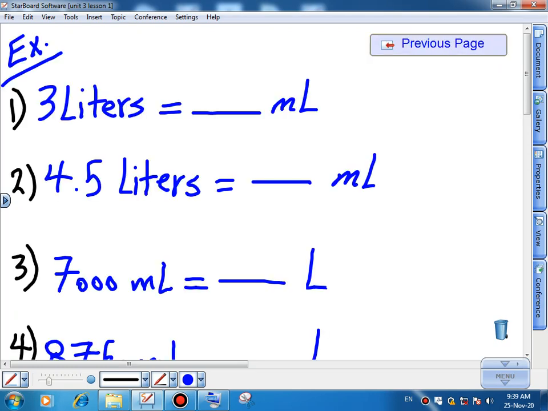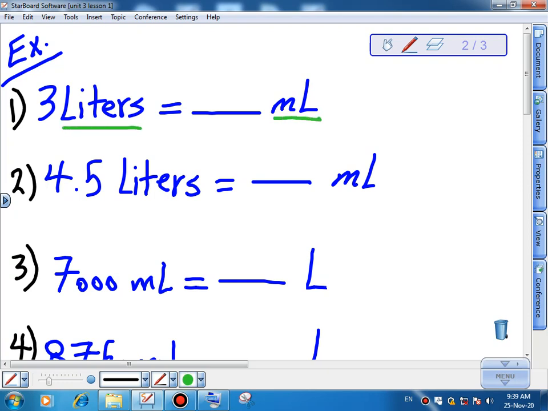In these examples, the first one: 3 liters equals how many milliliters? First, as we learned, if we need to convert, we need to check which is the greatest and which is the smallest. The greatest here is liters, and the smallest is milliliter.